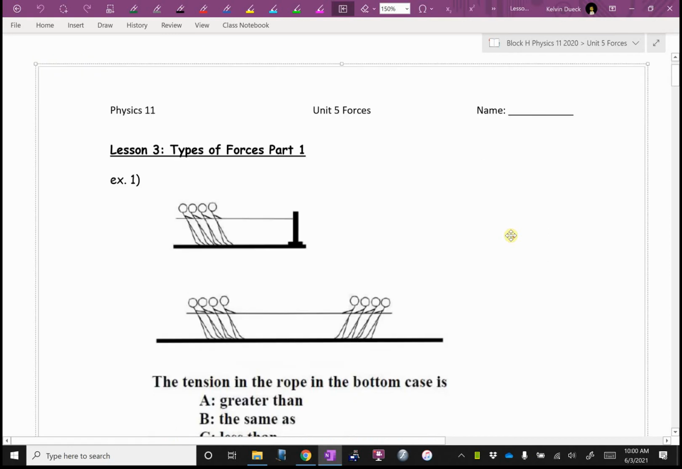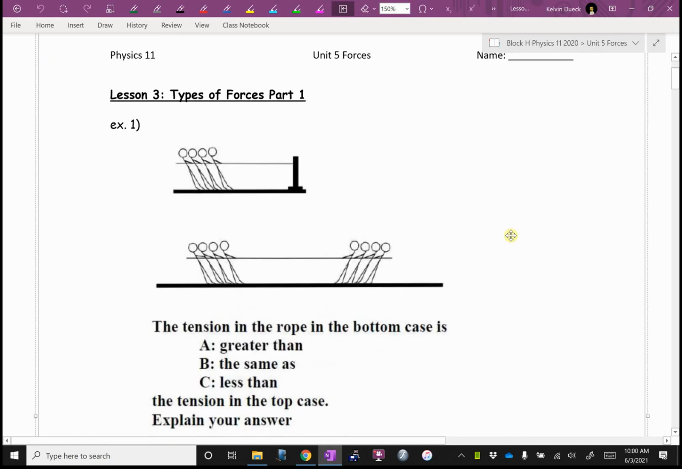But first, we have a thought puzzle. Look at example 1. Look at example 2. The tension in the rope in the bottom case is A, greater than, B, the same as, or C, less than the tension in the top case. Once again, we're going to vote. Once again, how high you hold your hand up is how sure you are of your answer.